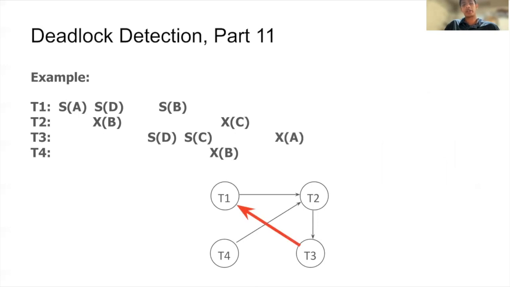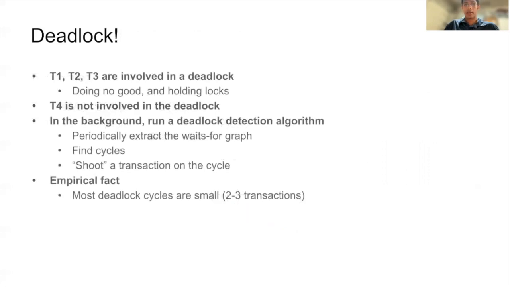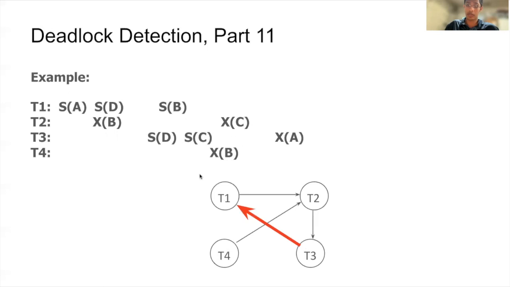Now proceeding with our example, T3 comes along and it wants an X lock on A. And so T3 says, all right, well, I'm going to have to wait for T1 because T1 has a shared lock on A. And now we have a cycle. T3 is waiting for T1, which is waiting for T2, which is waiting for T3. So this is a deadlock. And so T1, T2, T3 are going to be involved in a deadlock. T4 won't be involved in it, to be clear. It's just T1, T2, T3. Those are the three in the cycle.